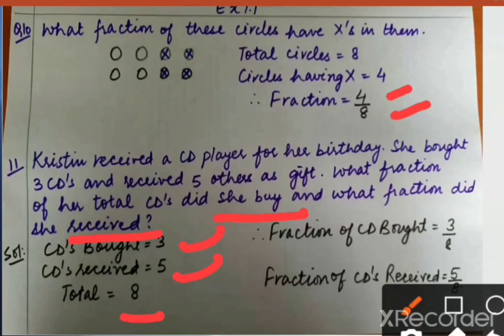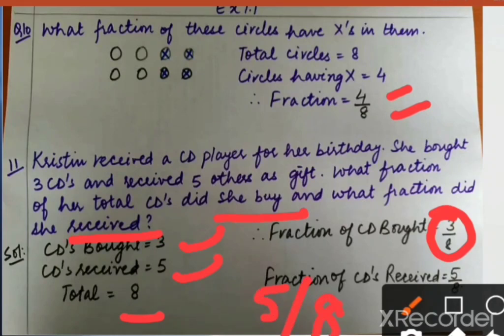Now the fraction of CDs she has bought, you should write the number of CDs bought in the numerator and then the total number of CDs in the denominator. That becomes 3 by 8. Next, the fraction of CDs received. She has received a total of 5 CDs and total CDs in all are 8. So the fraction becomes 5 upon 8.